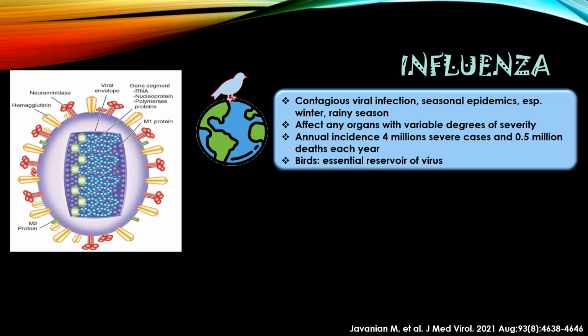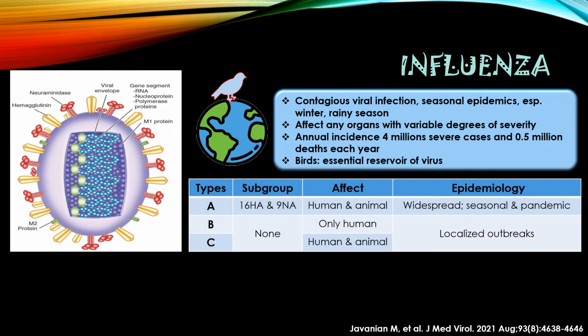You know about the Spanish flu or the avian flu from many years ago. Birds may be the essential reservoir of the virus, accumulating the virus and mutations. One day when it crosses species to humans, it's called a pandemic. There are many types of influenza: A, B, or C. Type A can be subdivided into subgroups by 16 hemagglutinin and 9 neuraminidase types. A, B, and C affect humans and other animals, and can be widespread, seasonal, and pandemic.